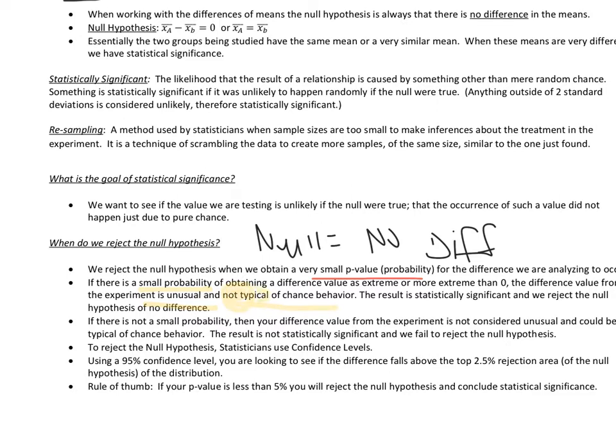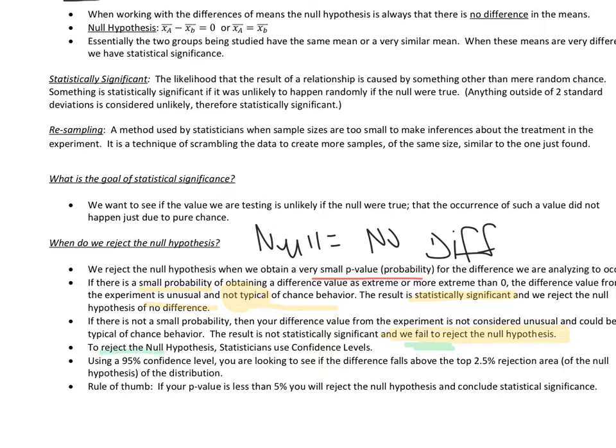Not typical. And that's when we say something is statistically significant. When something is not typical of chance behavior, we say it is statistically significant. If there's not a small probability, then your difference value from the experiment is not considered unusual and typical of chance behavior. The result is not statistically significant, and we fail to reject the null. So this is a phrase we're going to use. Either you're going to reject the null, or you're going to say we fail to reject the null.